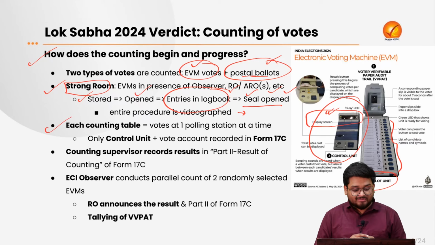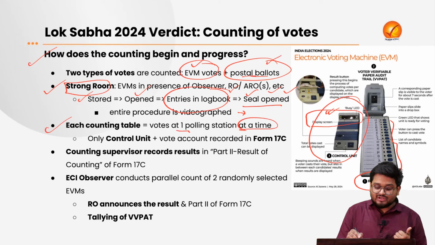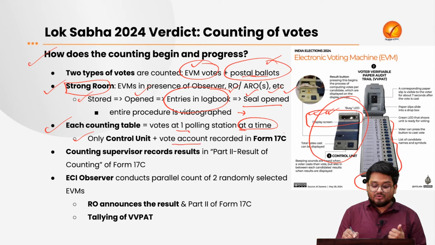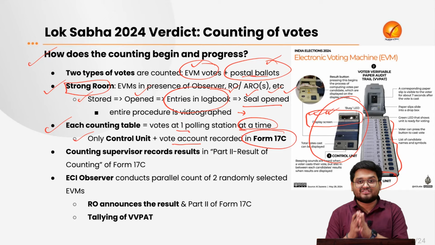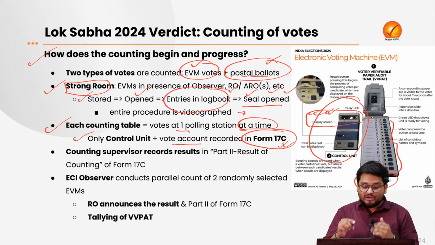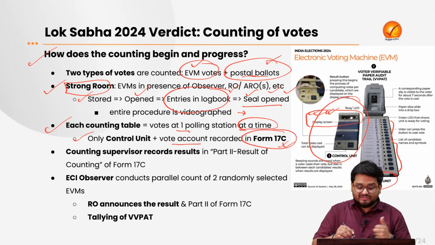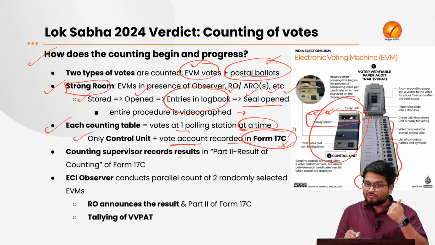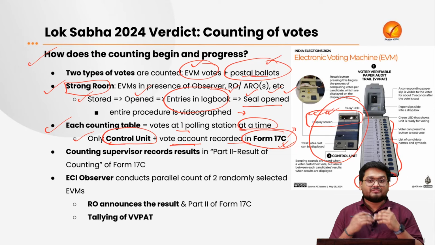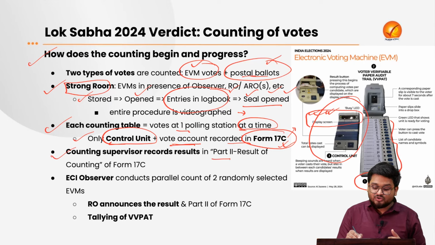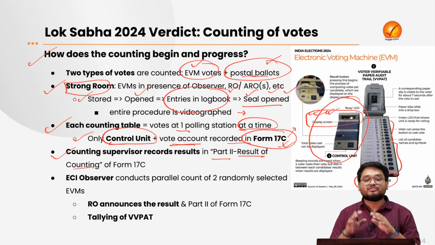Then at each counting table, the votes of one polling station are counted at a time, and only the control unit, as I told, will be taken into consideration, and the vote count is recorded in Form 17C. Form 17C was discussed in detail in the previous Analyst sessions. If you have any confusions regarding it, you can watch the previous Analyst. Now with reference to the vote count in Form 17C and the control unit, the votes will be counted, and the counting supervisors will record the results in Part 2, that is the result of the counting of Form 17C.